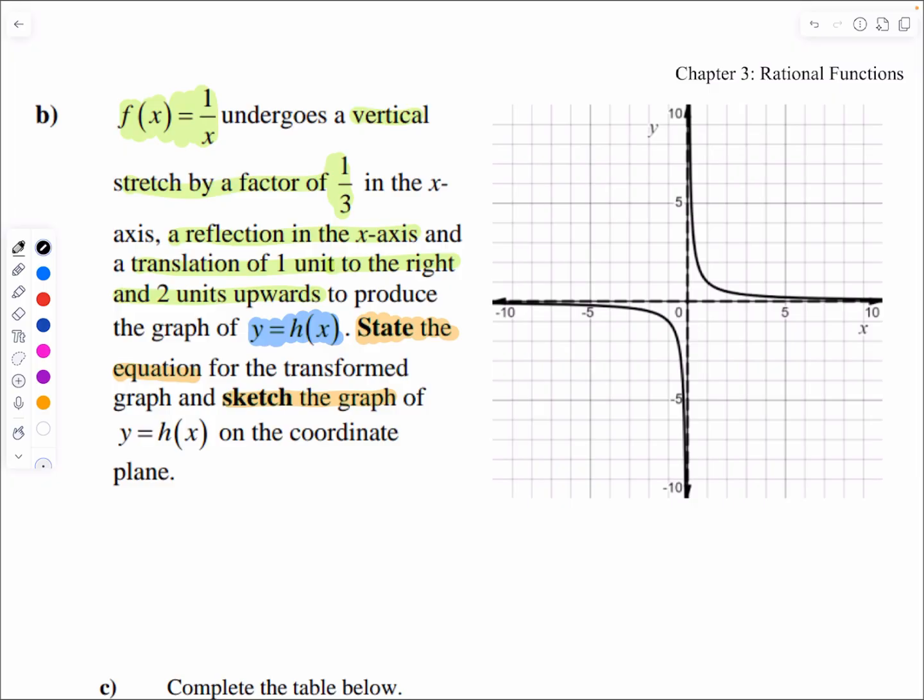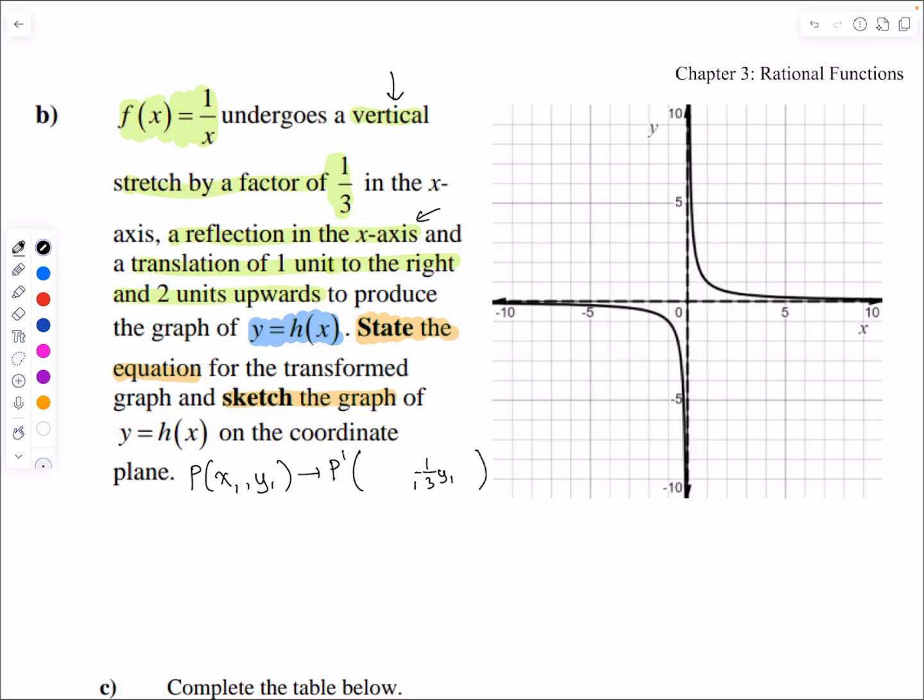How I like to tackle some of these problems is I'm just going to start by writing out my mapping notation. So our points P(x1, y1) are going to be mapped to points P prime. And then let's see how each point is changing in terms of these transformations. The first piece was this vertical stretch by a factor of a third, so that is taking all of our y1 values and multiplying them by a third. The next piece is the reflection in the x-axis. That is a vertical reflection, so that's actually going to be a negative third.